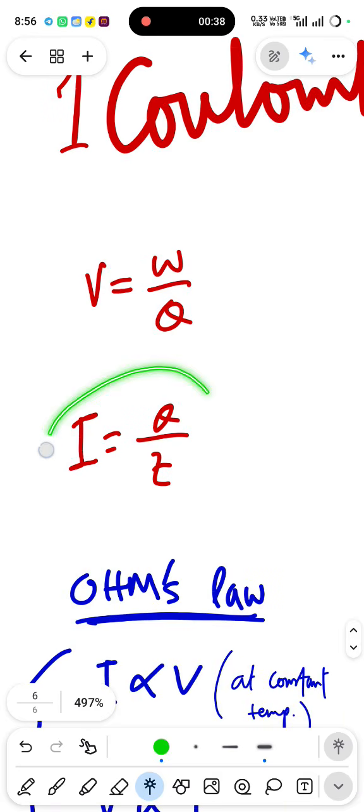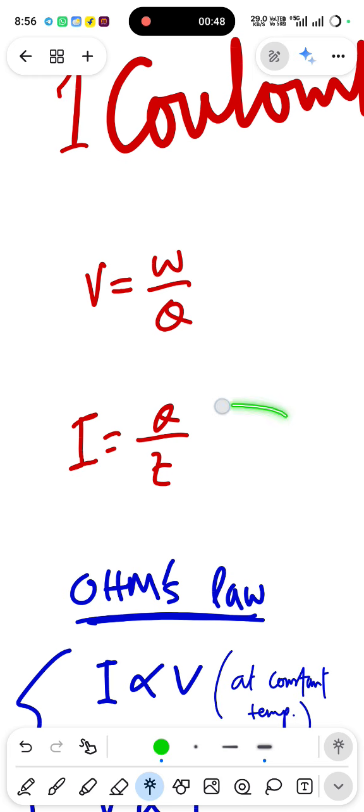And we have I equals to Q by T. This I equals to Q by T is current equals to Q by T, that is, Q is the coulomb charge flowed, and T is the time, that is how much time the charge flowed.